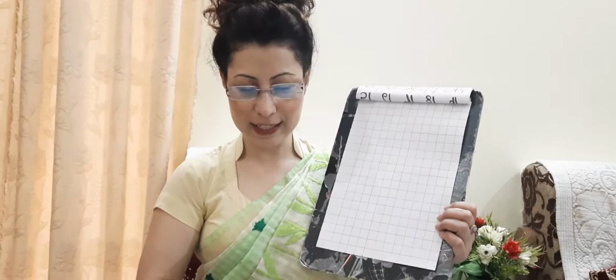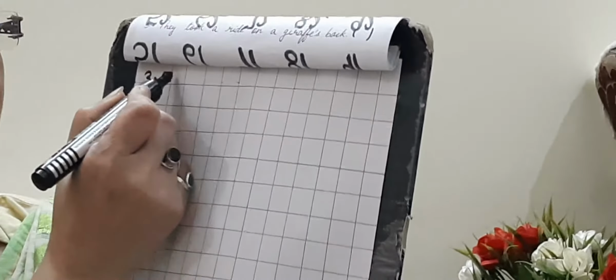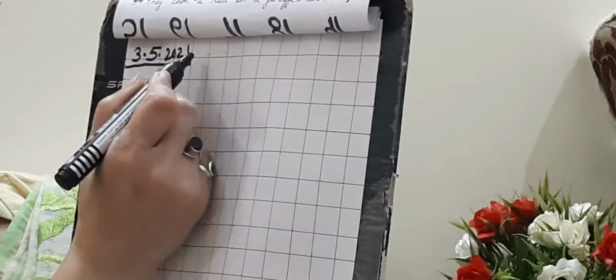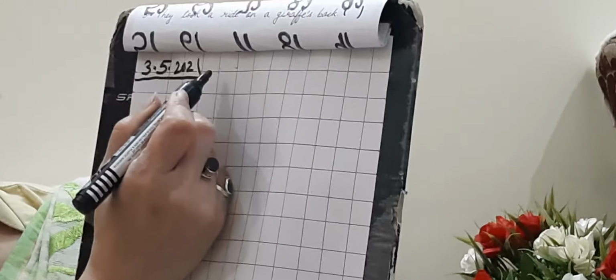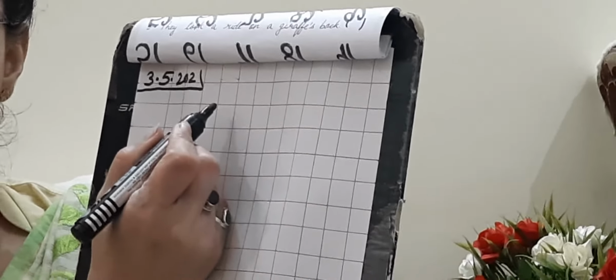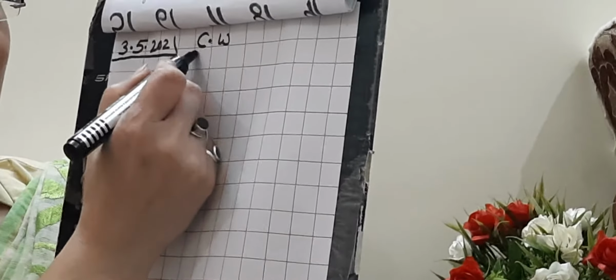So let's see your notebook. This is your new fresh page. First job will be today's date. You have to write today's date at the top of the line in the box. What is today's date? 3.5, 5 stands for May, 2021, just underline it. And at the center of the notebook, write CW, because you are doing it in the class. So it's CW, C for class and W for work, underline it.